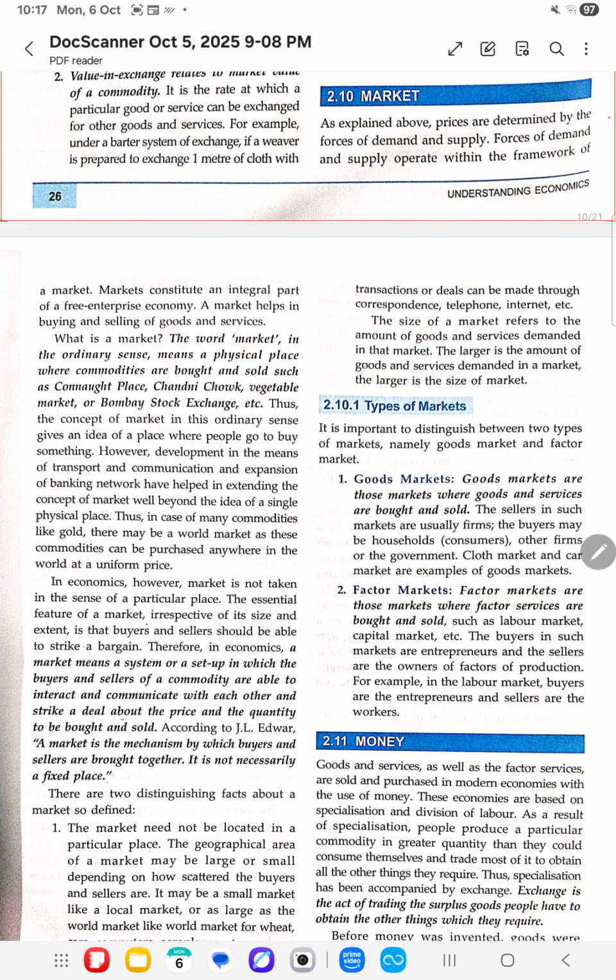Next up we have market. Here comes the definition of market. The word market in the ordinary sense means a physical place where commodities are bought and sold, such as Connaught Place, Chandni Chowk. So they have given some examples of a market. But in economics, what is market? It means a system or a setup in which the buyers and sellers of a commodity are able to interact and communicate with each other and strike a deal about the price and the quantity to be bought and sold. So it need not necessarily be a particular place only. The market need not be located in a particular place.